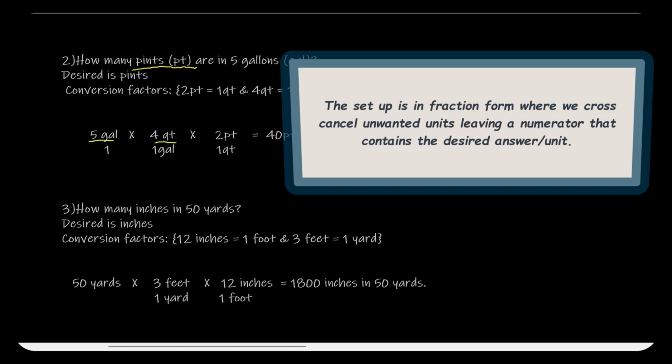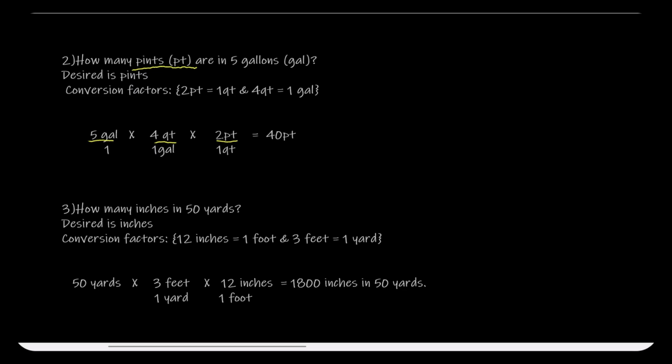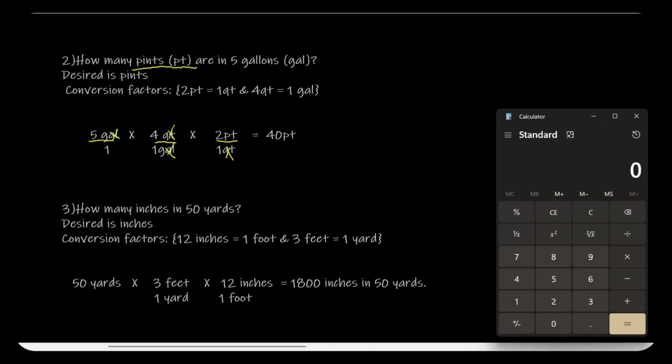So problem number 2, desired units are pints. There are two conversion factors, which I've set up in the problem. First, 5 gallons over the placeholder 1, 4 quarts over 1 gallon, and 2 pints over 1 quart. Gallons and quarts are cross-canceled, so we're left with pints in the numerator position. We now multiply across. 5 times 4 times 2 equals 40 pints.